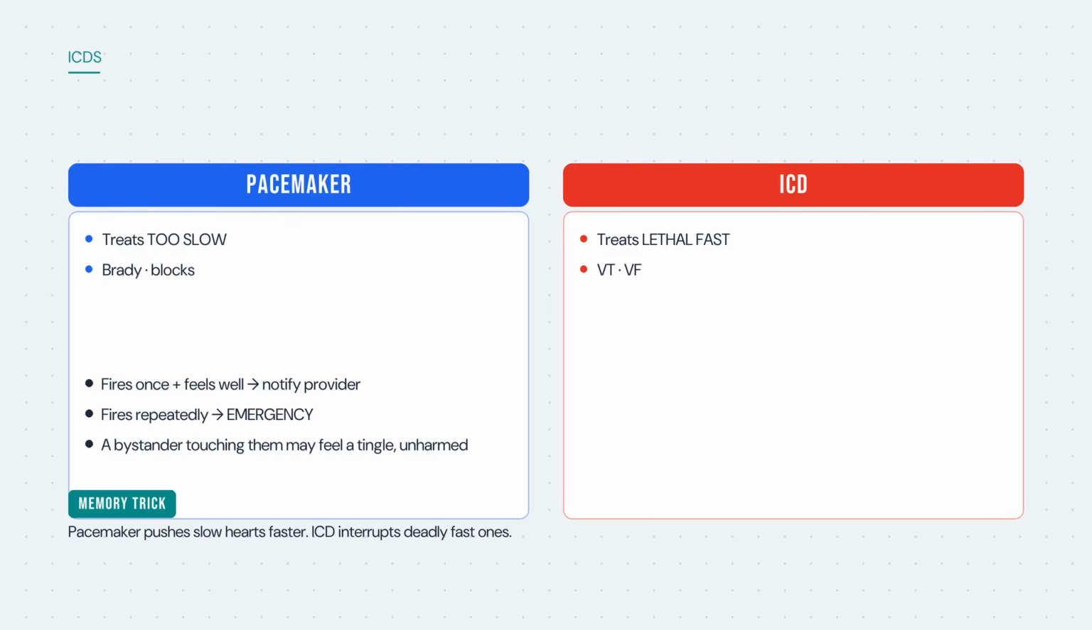A pacemaker treats slow, an ICD treats lethal fast. It monitors continuously and delivers a shock if it detects ventricular tachycardia or fibrillation. Most modern devices do both.